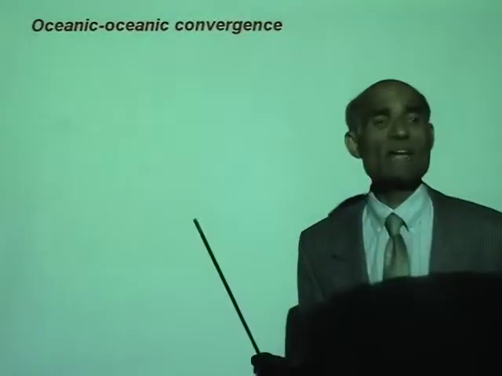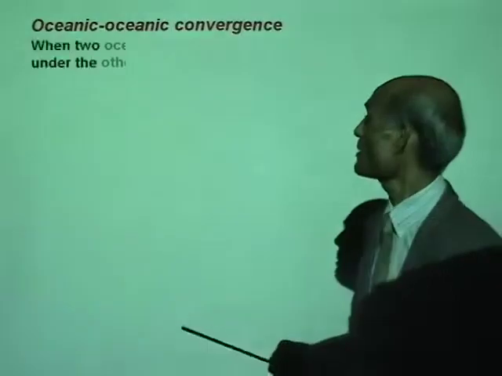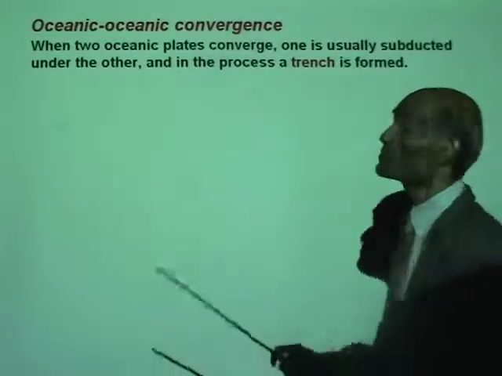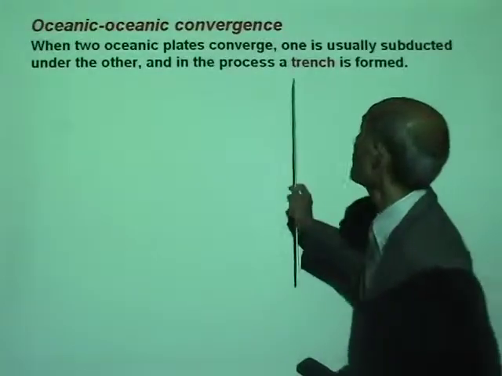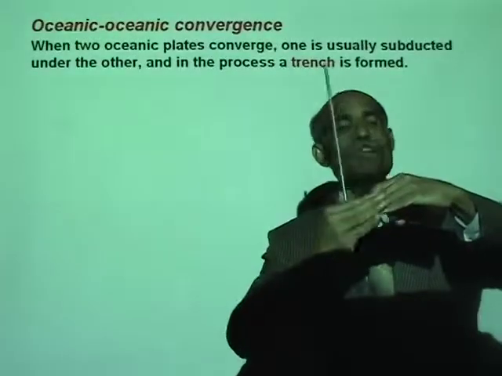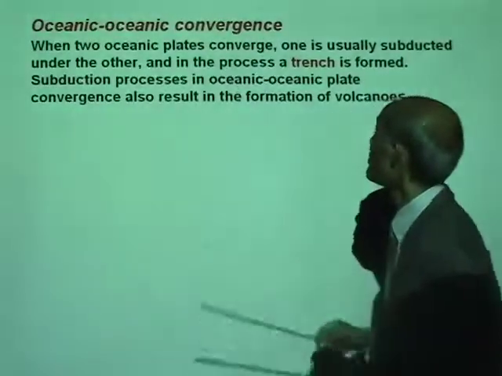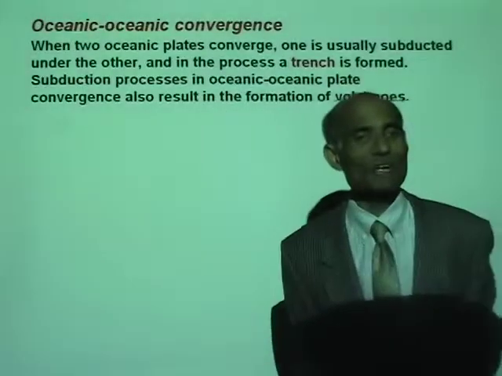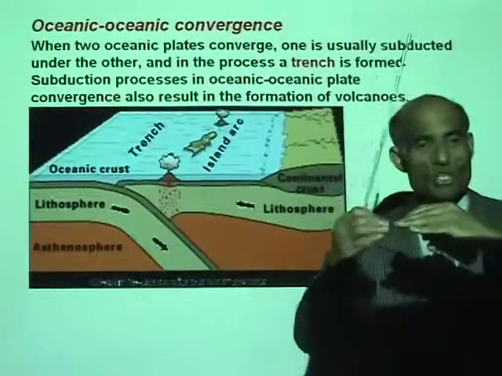Now what happens when an oceanic plate converges towards an oceanic plate? Oceanic convergence. When two oceanic plates converge, one is usually subducted and the other is uplifted, again forming a trench. You understand now what a trench is. When one gets subducted over the other, a trench is formed there. Now subduction processes in oceanic plates convergence also result in the formation of volcanoes. Just the same way volcanoes are formed in the case of oceanic continental convergence.